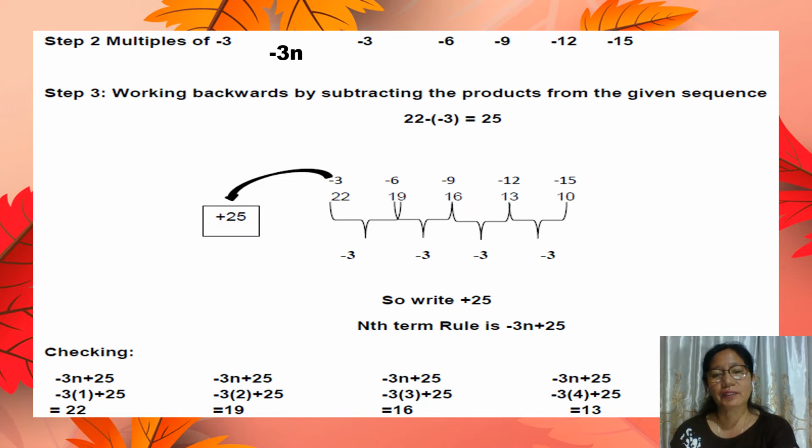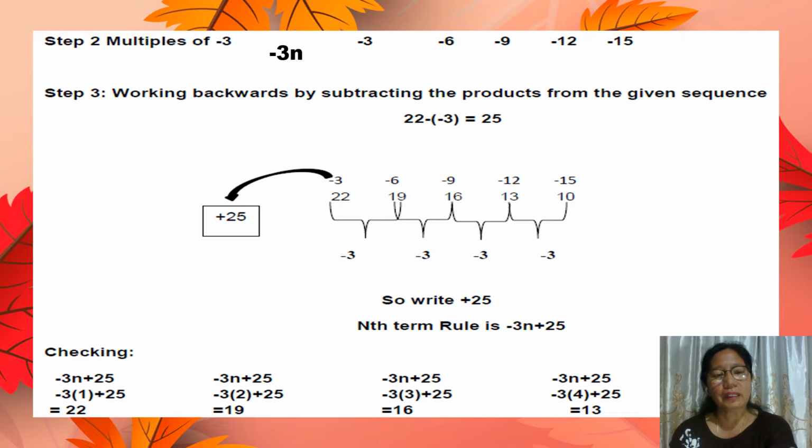Could be plus 25. So the nth term rule, before we have the negative 3n, and we will add the plus 25. So finally, negative 3n plus 25. So to check, let us try if n is 1. Negative 3 times 1 is negative 3, plus 25, that is 22.